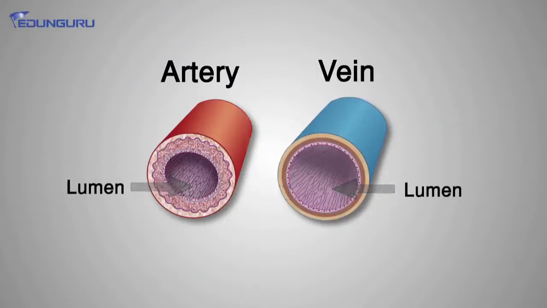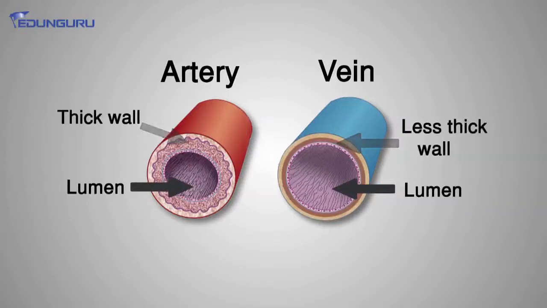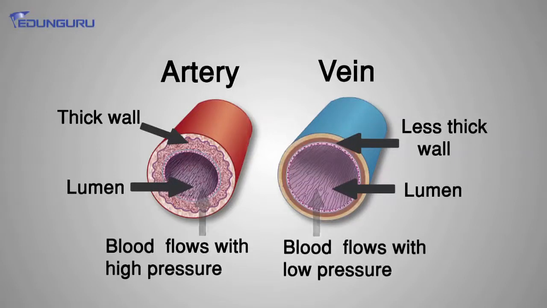Talking about veins, veins have a bigger lumen as compared to the artery, and the walls are less thick, or they are thin, as compared to the arteries. The reason behind that is the pressure with which the blood flows inside the veins is a little less as compared to that of arteries. So there is less pressure being exerted on the walls of the blood vessel. So this is one difference that we talk about when we compare arteries with veins.